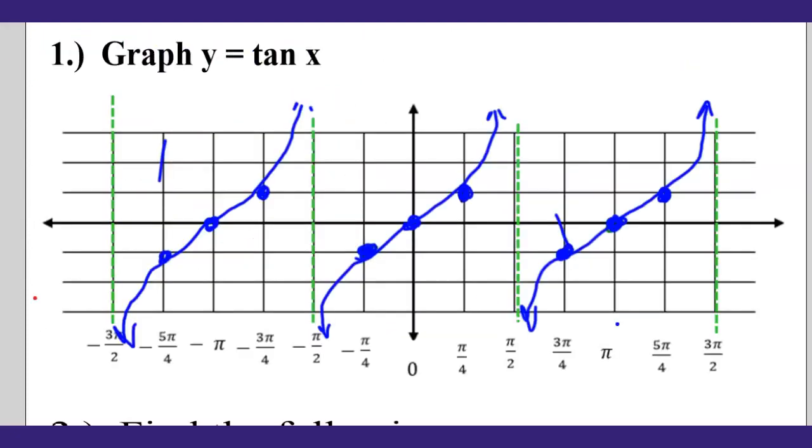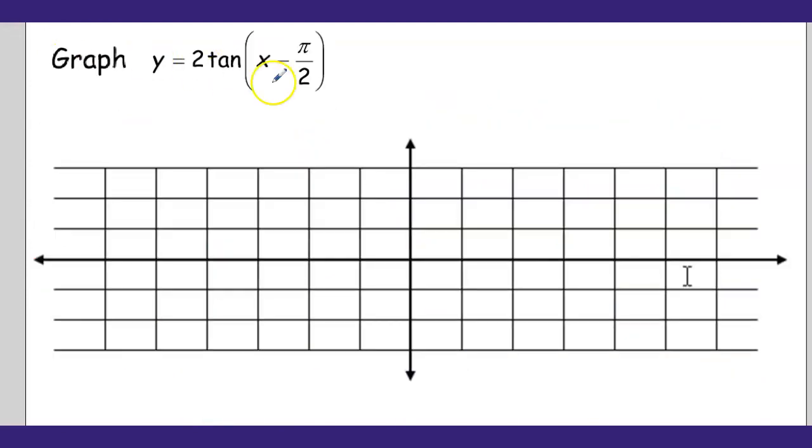Now, a couple more things we've got to look at are the actual transformations. We have 2 transformations here. We have an amplitude of 2, and we have a phase shift right by pi halves. So what I like to do is move the asymptotes by half, pi half.